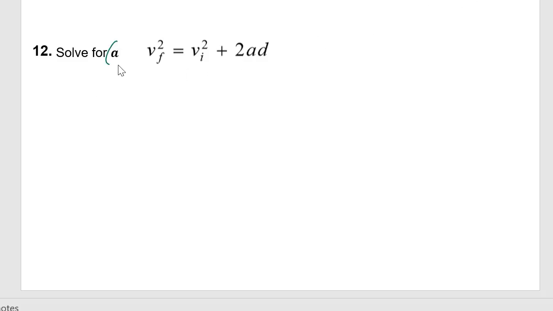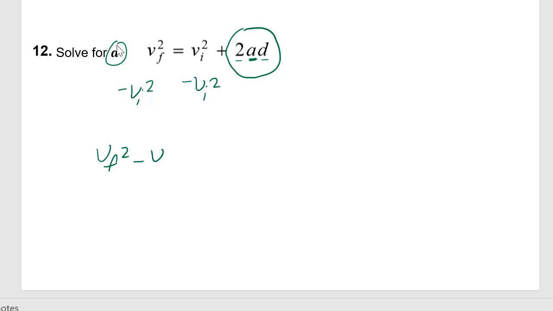Final equation, solving for acceleration a in this formula again. Acceleration is over here, multiplied by d and by 2. So our first goal is to get this term by itself. We can take away vi squared on both sides. So the left side is vf squared minus vi squared. We got rid of vi squared here. That's equal to 2ad. We're solving for a.